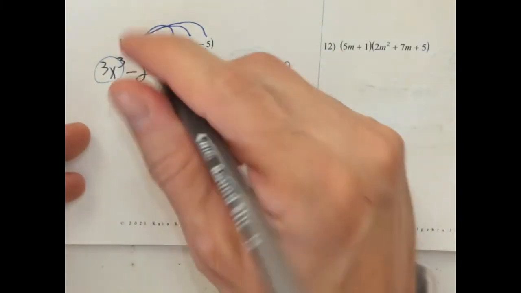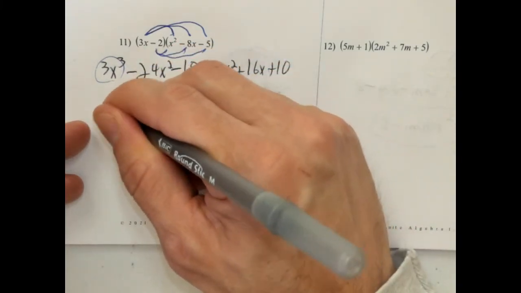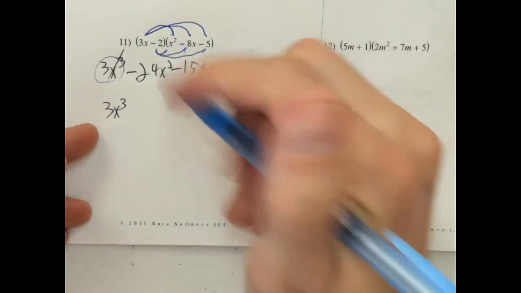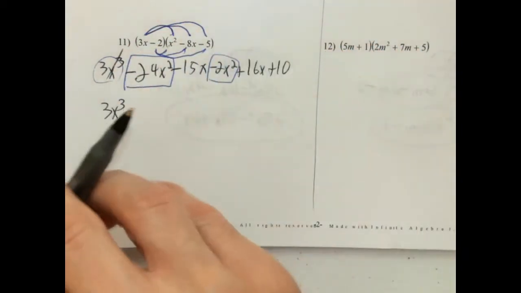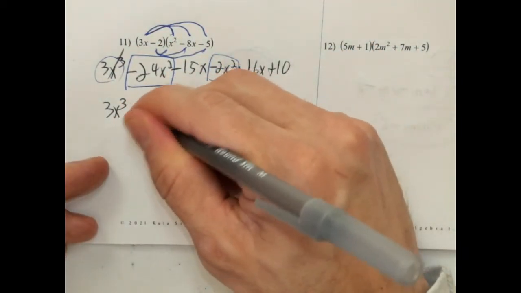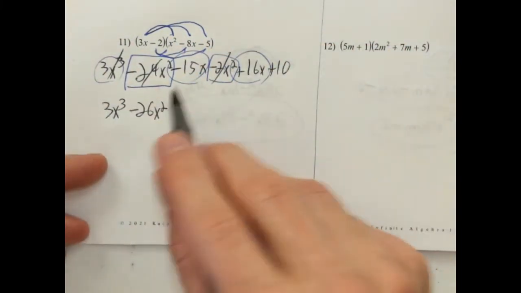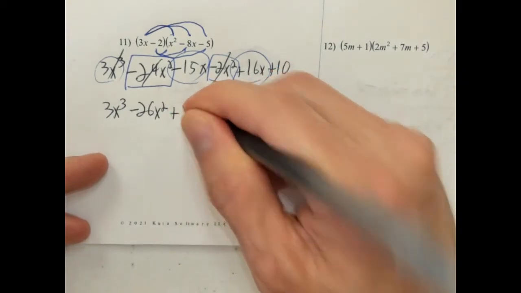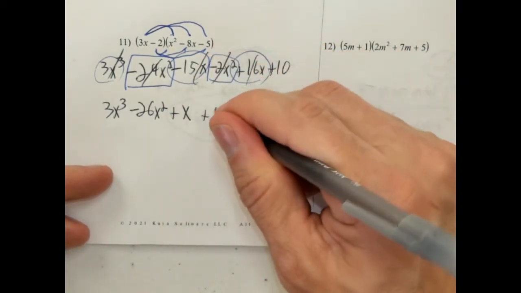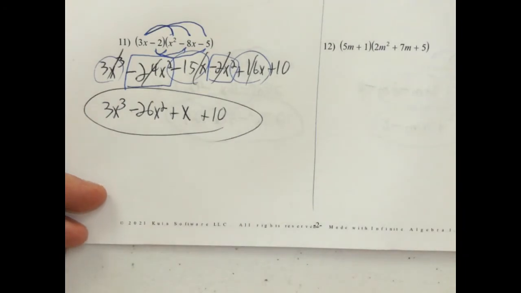Okay. There's no other x cubed terms, so 3x cubed comes on down. I almost couldn't say that. Negative 24x squared and negative 2x squared. Negative 24 minus 2 is negative 26x squared. They're both negative, so add and keep. Negative 15x plus 16x. Negative 15 plus 16 is 1, so plus 1x. And then bring down the 10. Okay.